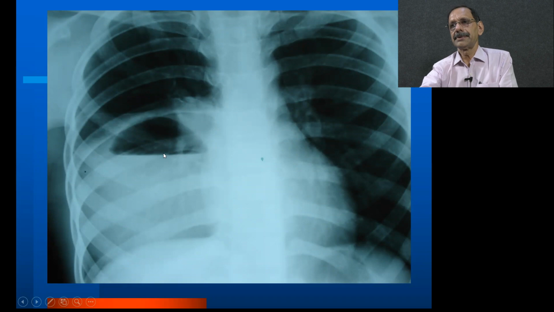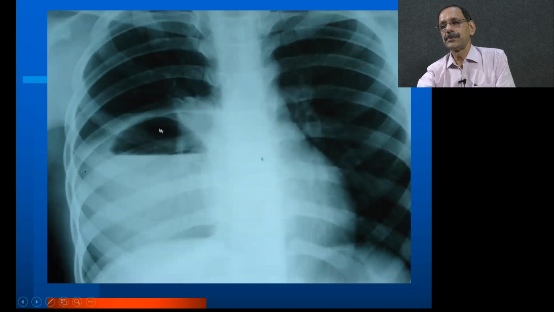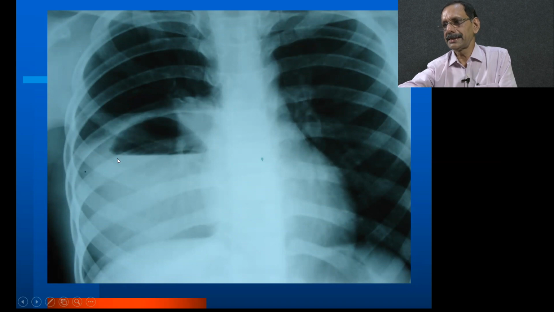For the examination, one differential diagnosis will be encysted hydropneumothorax, where you do not expect lung markings inside this. Here you will get lung markings because behind this abscess there is normal lung tissue. So that will be recorded here. Also hydropneumothorax tends to be towards the lateral side, but once you postulate that it is encysted, it can be anywhere. So this is another abscess.